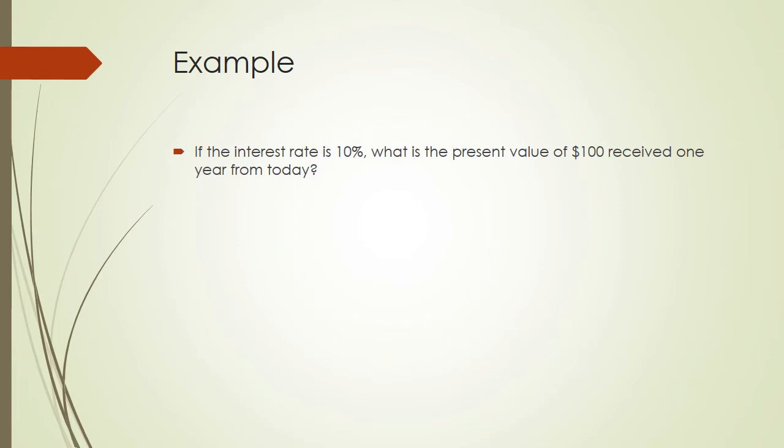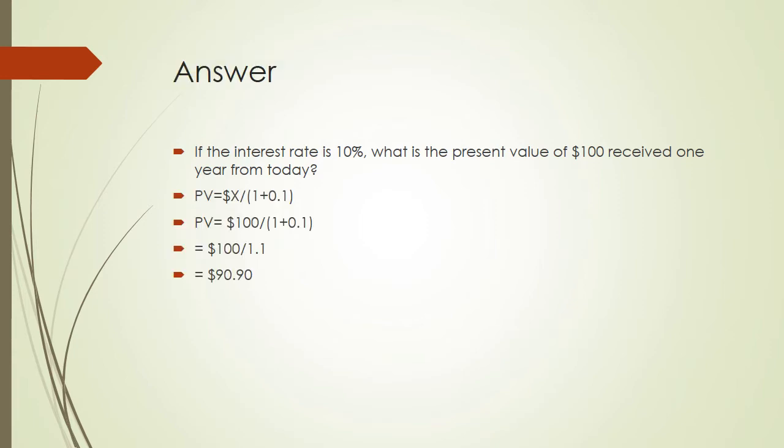Hit pause and go ahead and calculate that using the formula that we just did. Hit pause. I told you, come on. Okay. All right, our answer. Well, we have our calculation, our formula. Present value is equal to X dollars divided by 1 plus the interest rate. So that's going to be $100 divided by 1 plus 0.1, 10%, 0.1. So it's $100 divided by 1.1, and that's going to equal $90.90.